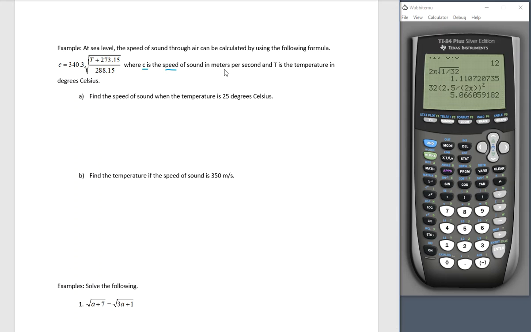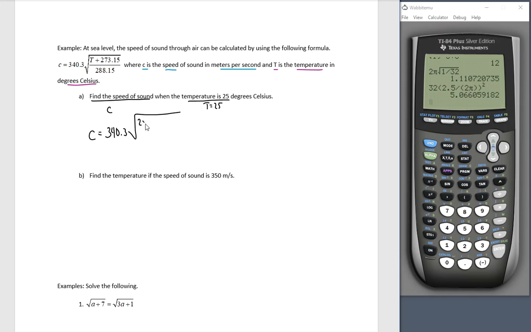Okay, so let's get this here. C is speed in meters per second. And T is temperature in degrees Celsius. So what do we want here? Find the speed of sound. So find C when the temperature is 25. All right, we want to interpret the words into what this means mathematically. Find C. Fantastic. I could just plug in and find my answer.